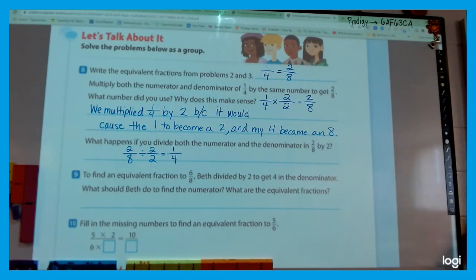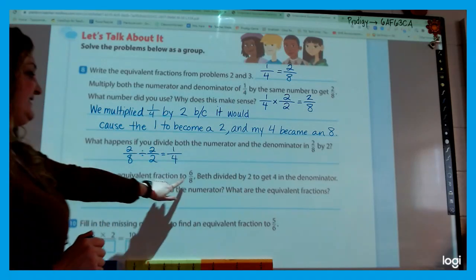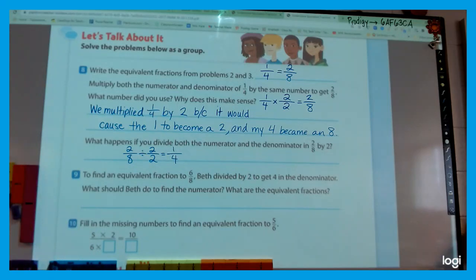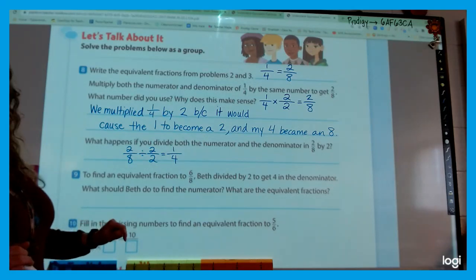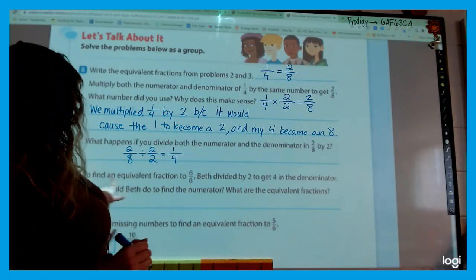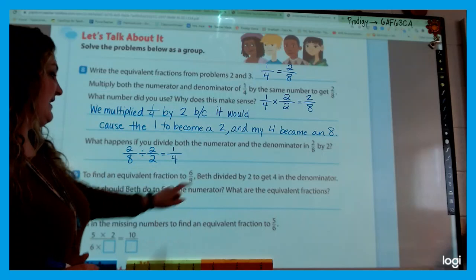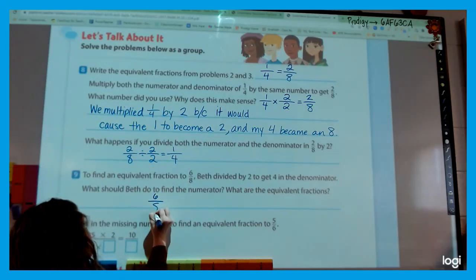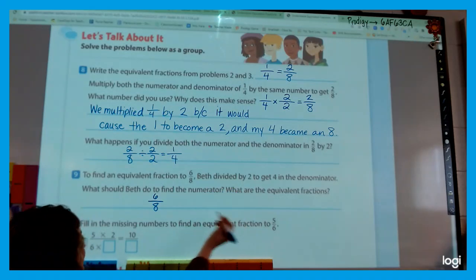All right, so to find an equivalent fraction to 6/8, Beth divided by 2 to get 4 in the denominator. What should Beth do to find the numerator? What are the equivalent fractions? Well, let's just start off by doing what Beth did. So Beth to find an equivalent fraction to 6/8. Let's write that first. We have 6/8. Beth divided by 2.